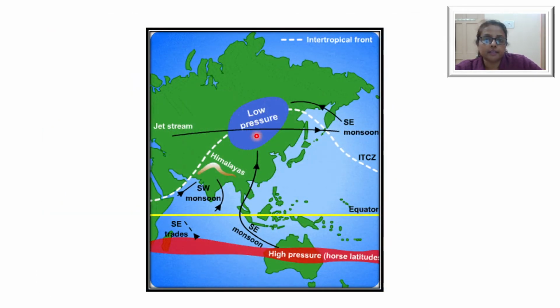So here we can clearly see how the southeast trades, after crossing the equator, become southwest monsoons, and they bring rainfall to this entire area which is having an intense low pressure.